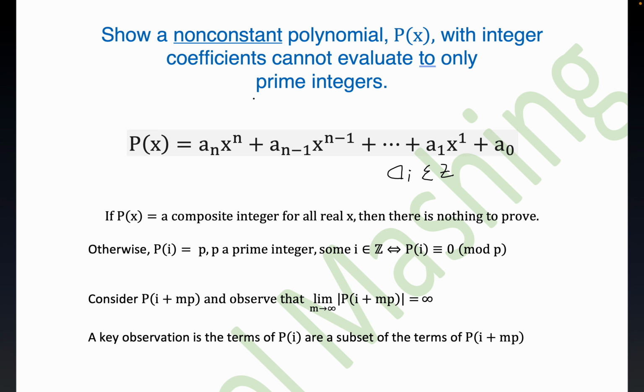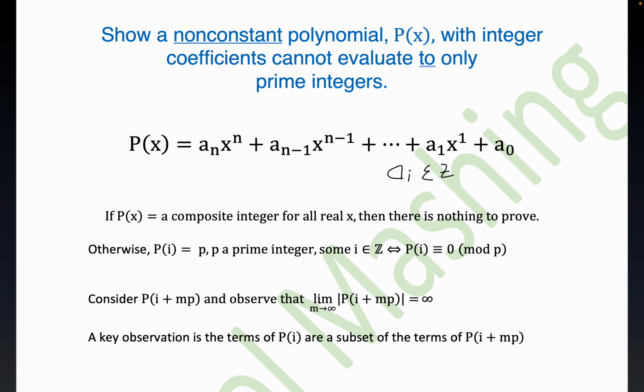And the claim is: show a non-constant polynomial with integer coefficients, which is this representation here, cannot evaluate only to prime integers. Now, certainly we could trivially define a polynomial to be equal to 13 for all inputs, right? That is considered to be a single term polynomial, and trivially, it would be satisfied. So that's why we have the non-constant here.